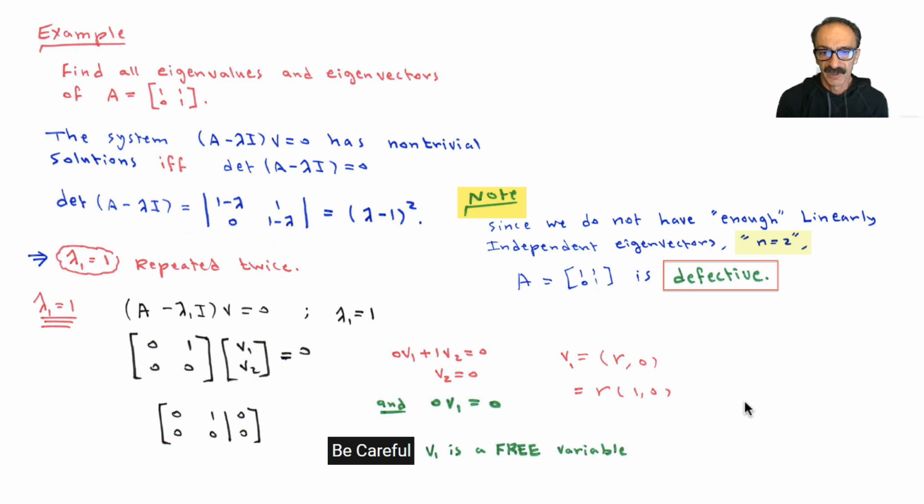Now, since we do not have enough linearly independent eigenvectors, since n equals 2, we don't have enough vectors, and we call the matrix A that was given to me with n equals 2 defective. Keep that in mind.